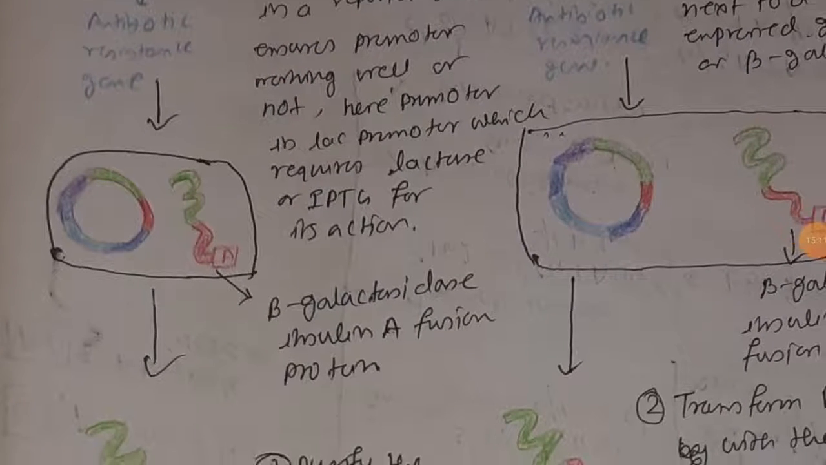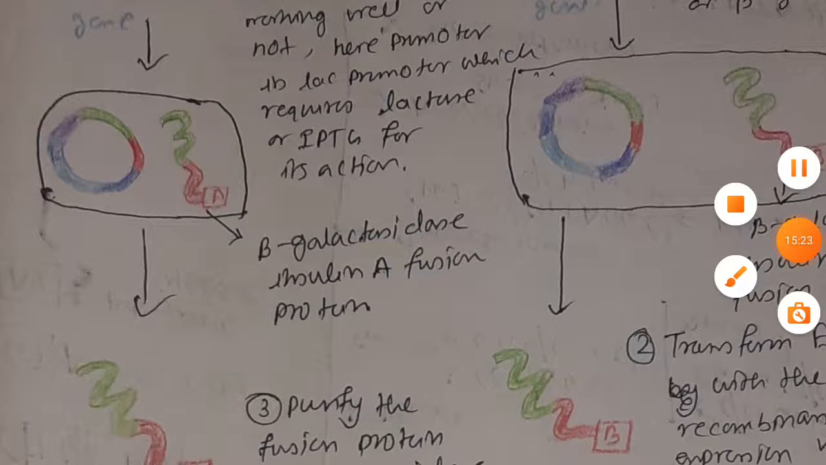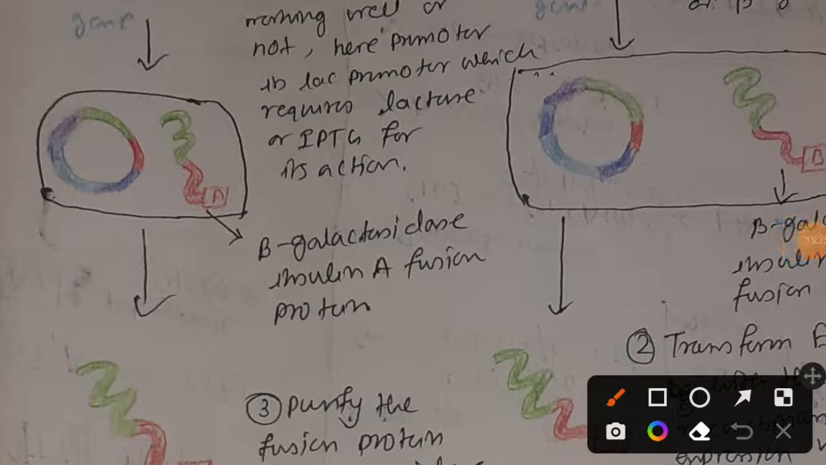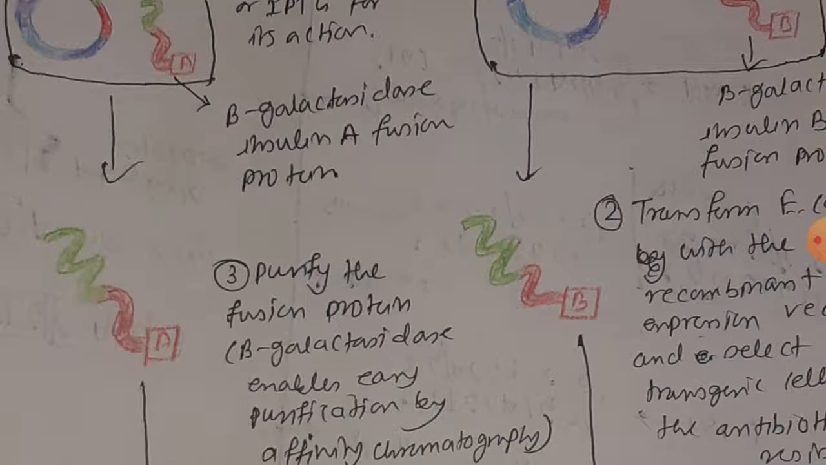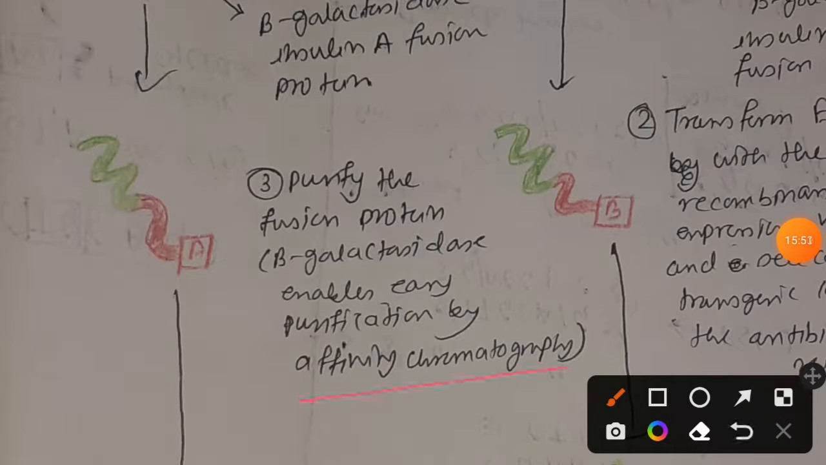Then we will select them with the help of an antibiotic resistant gene that will select only those cells that have the recombinant vector. Okay, now we will allow them to transcribe and translate, and we will end up with a fusion protein which has beta galactosidase and insulin A peptide for one case, and beta galactosidase and insulin B peptide for another case. Now this beta galactosidase will also help us to separate our insulin A subunit peptide and insulin B subunit peptide from the mixture of the endogenous protein of the E. coli with the help of a chromatographic technique called affinity chromatography.